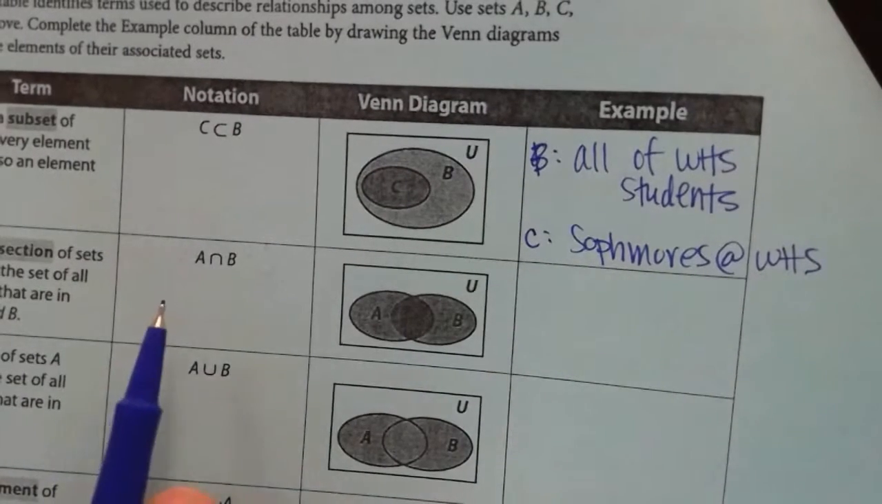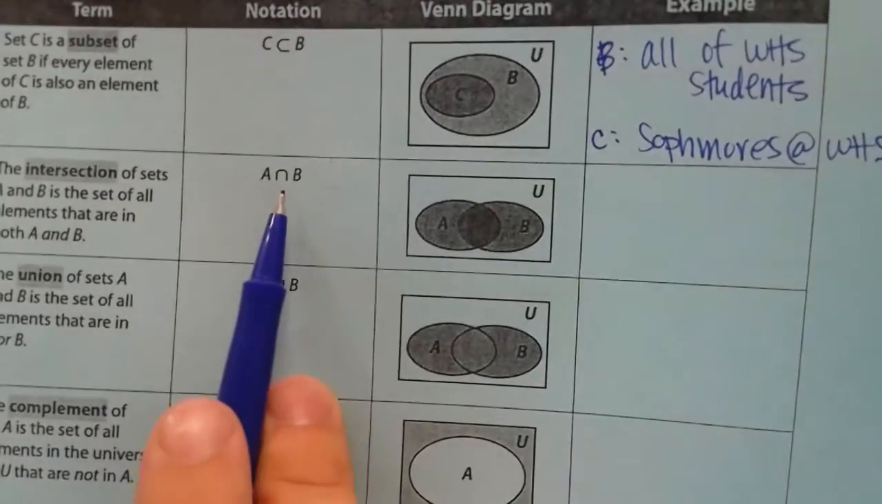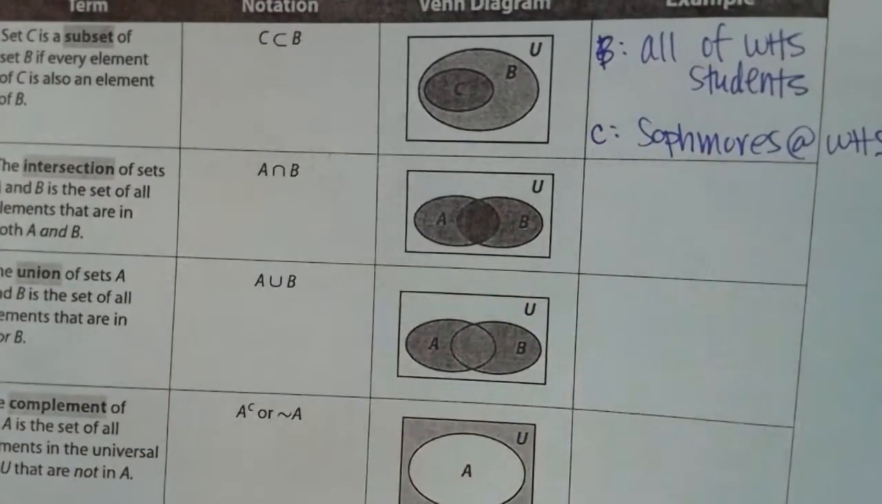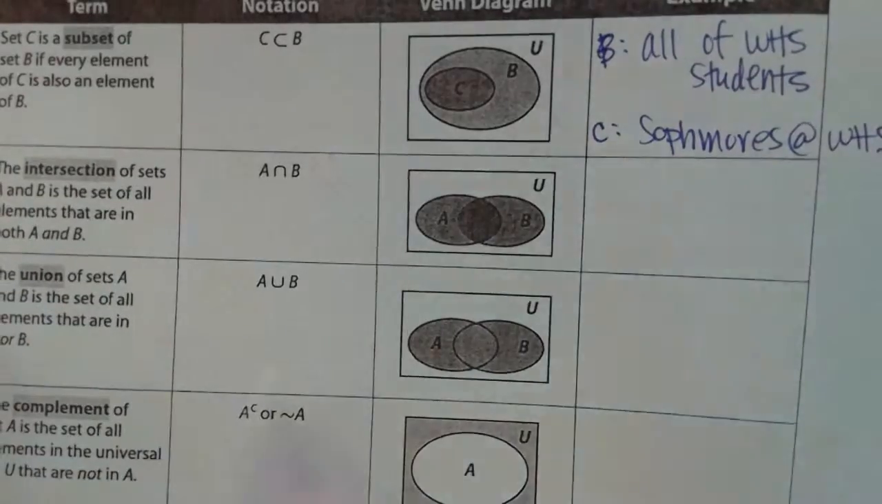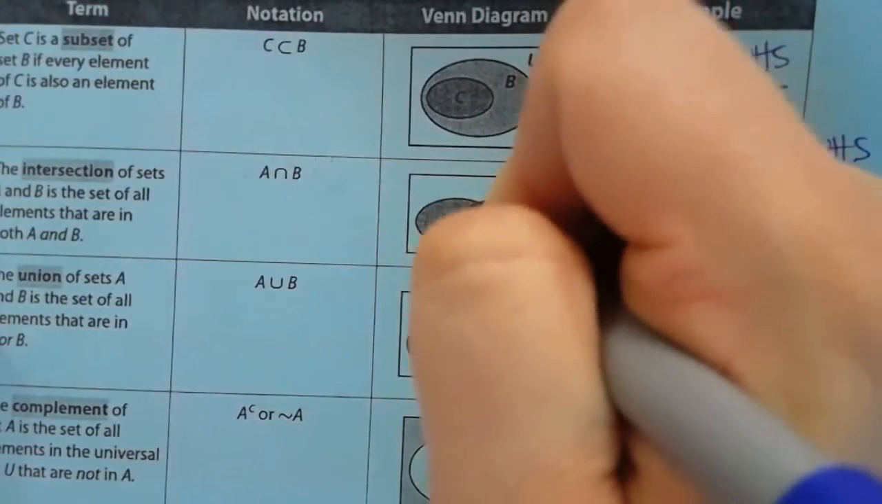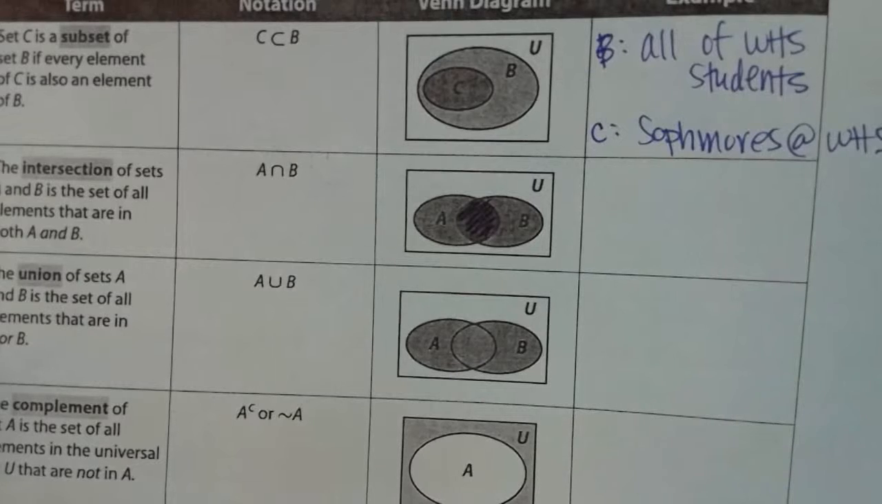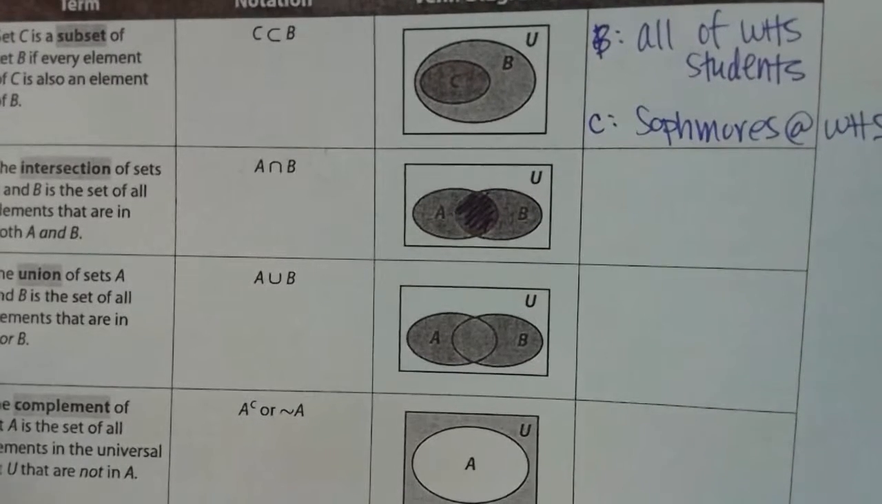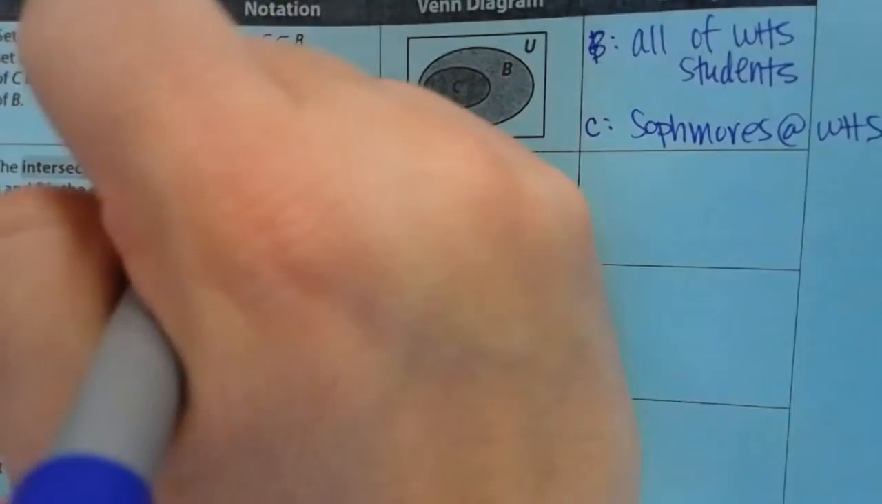This upside down U is the intersection. If you're looking at the diagram, I have set A, I have set B, and there's an overlap between them. This overlap right there, that's the intersection. So it has to happen in both. It's what do they have in common?